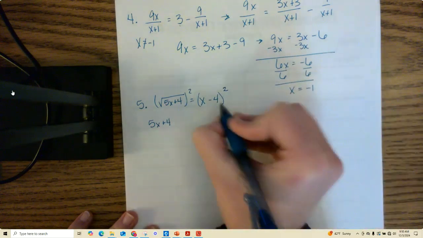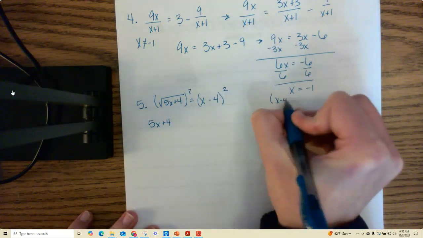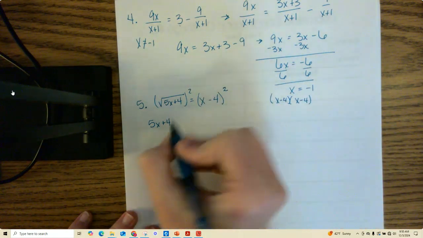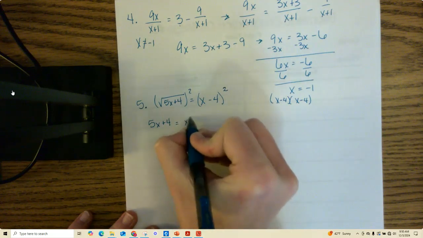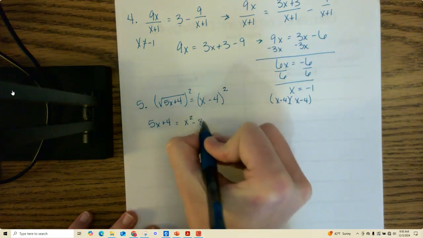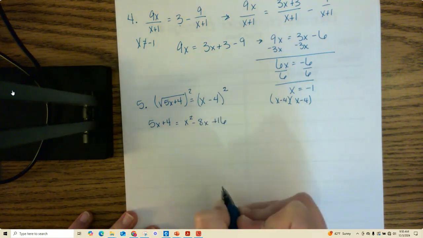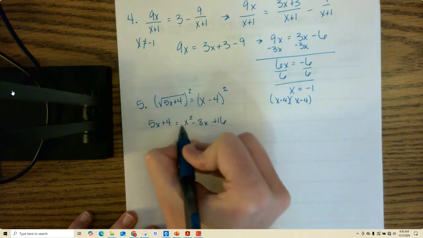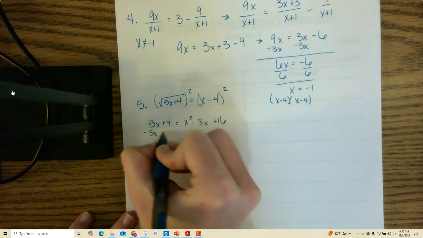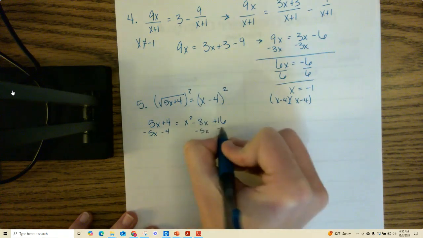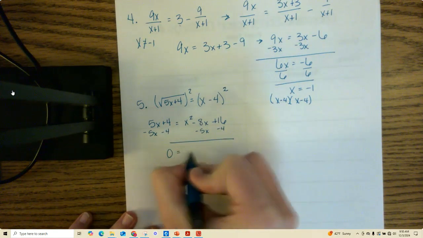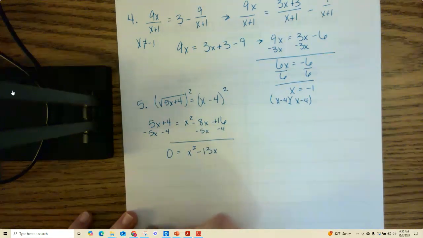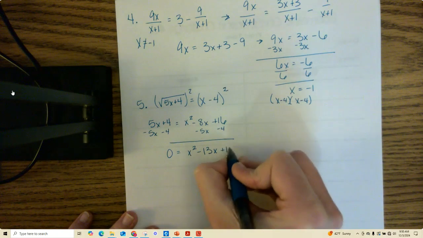This side, remember x minus 4 squared is x minus 4 times x minus 4. Don't just do x squared minus 16. Be really careful with those. So this would be x squared minus 8x plus 16. Then move all the pieces together. x squared is already positive, so I'm going to move everything to that side.